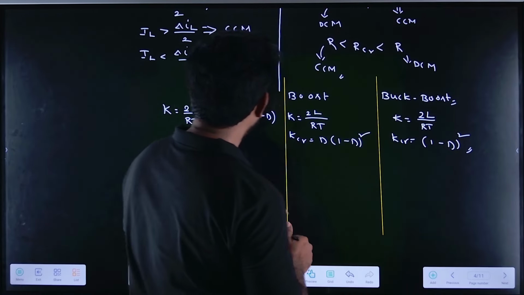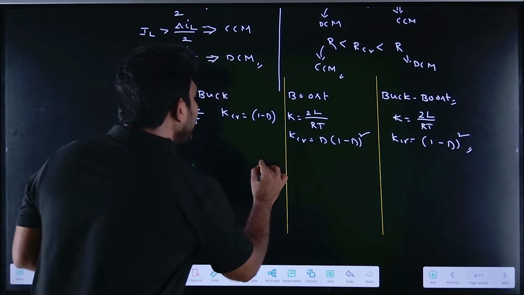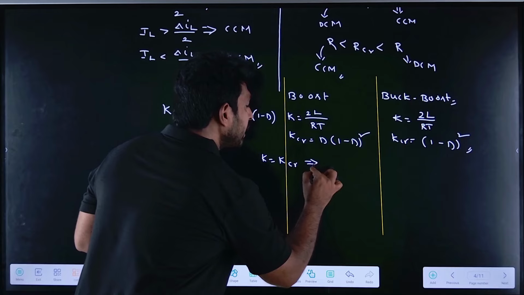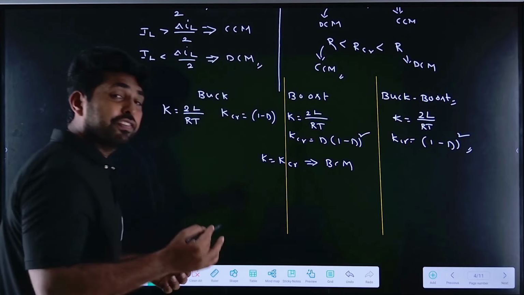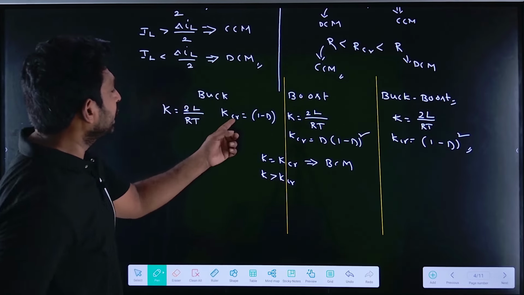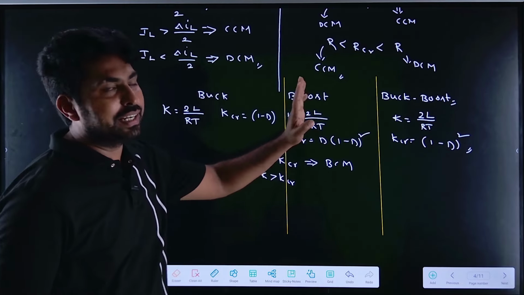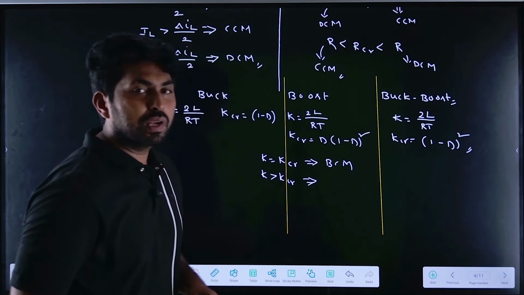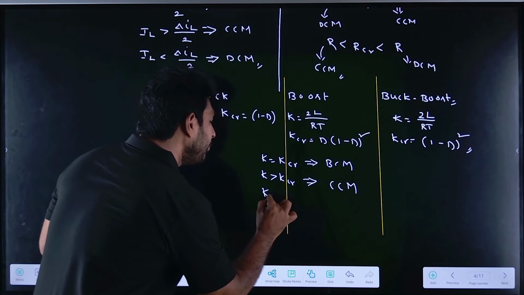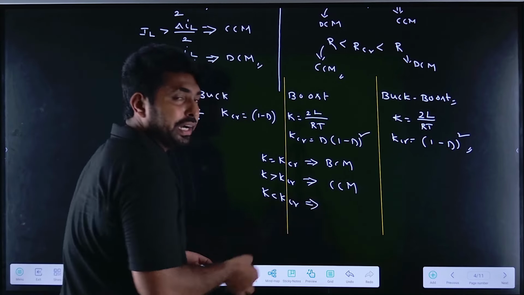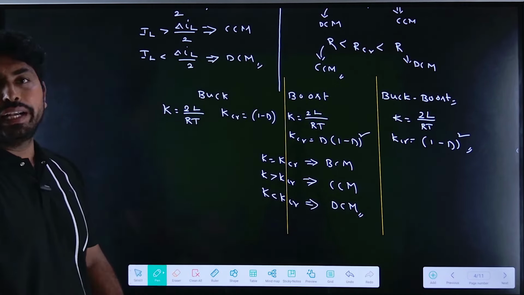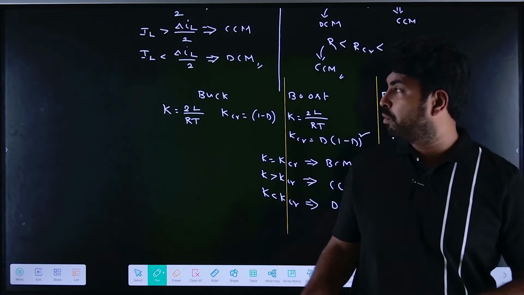For example, in all three cases, let me generalize this. If K equals K critical, it is operating in the boundary conduction. If K is greater than K critical, remember that the K critical values and K values are different for each converter, it will be the continuous conduction. If K is less than K critical, it will operate in the discontinuous conduction. So this is how we can define the continuous conduction mode, boundary conduction mode, and discontinuous conduction.